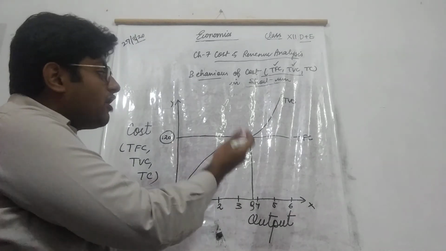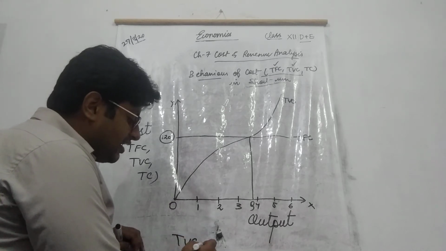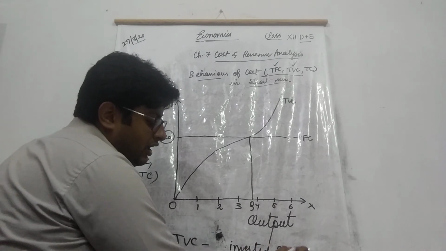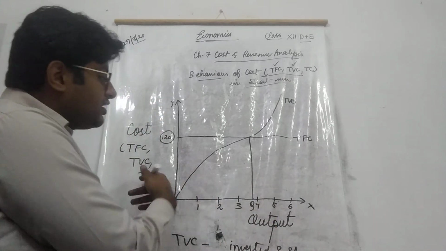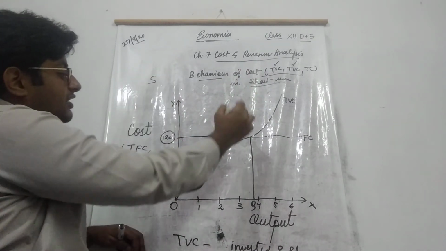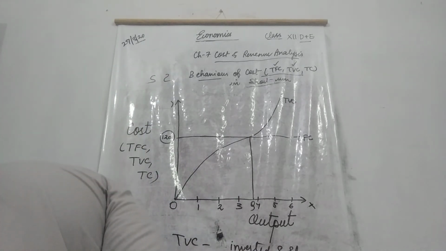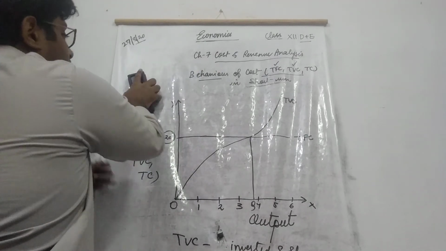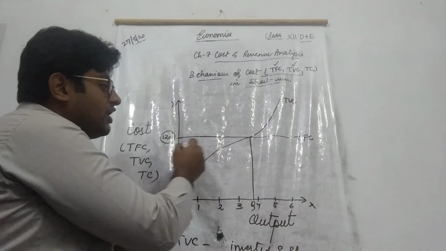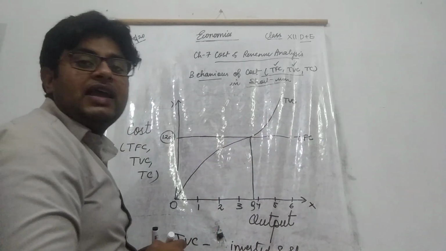It is the shape of TVC. It is called inverted S shape. Write the shape of TVC: it is inverted S shape. Why is it called inverted S shape? Because it seems like an inverted S. We make an S like this, but this curve seems like this. That is why it is called inverted S shaped. And what is the shape of total fixed cost? It is a horizontal line parallel to the x-axis.